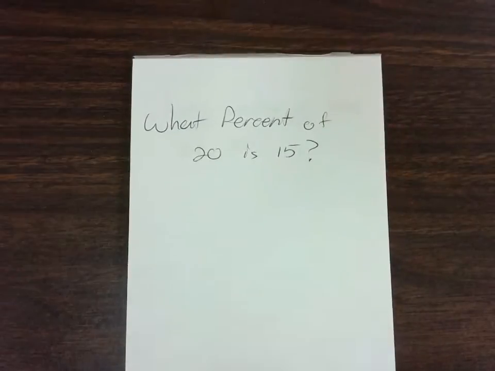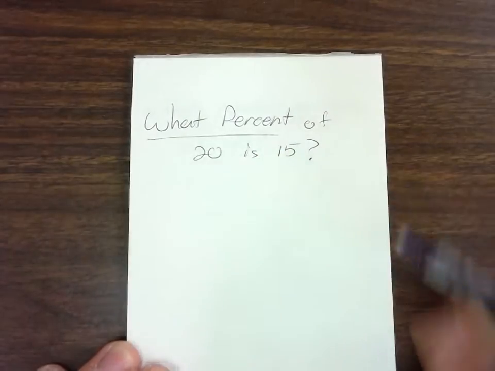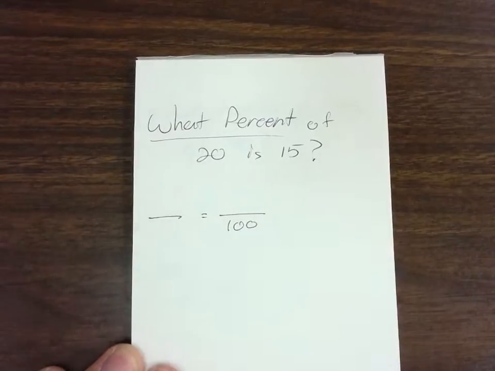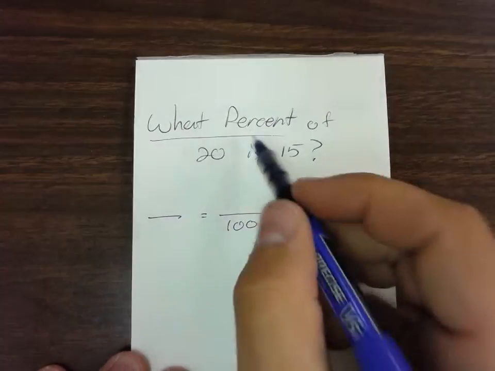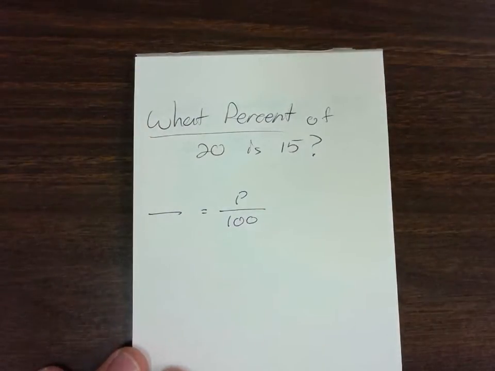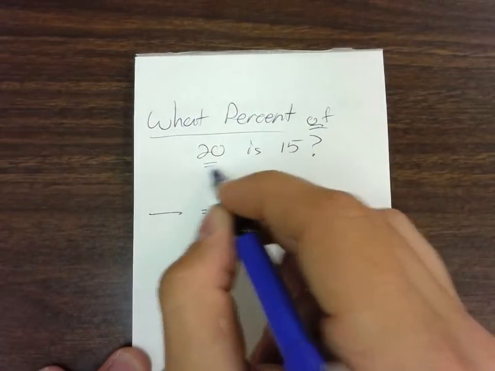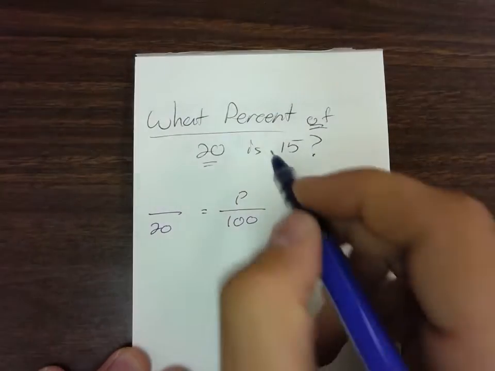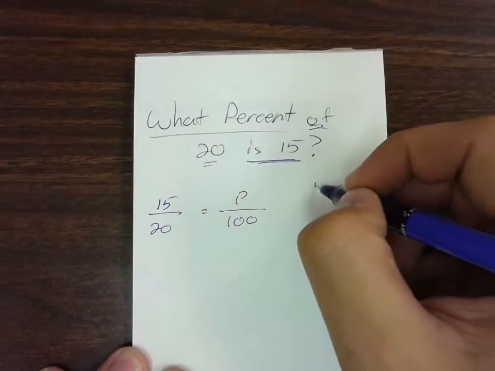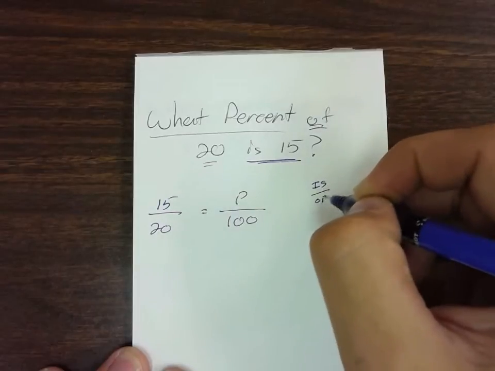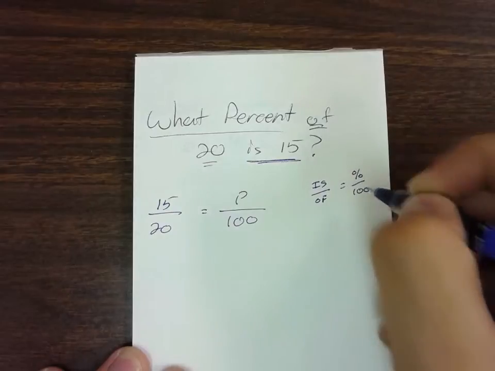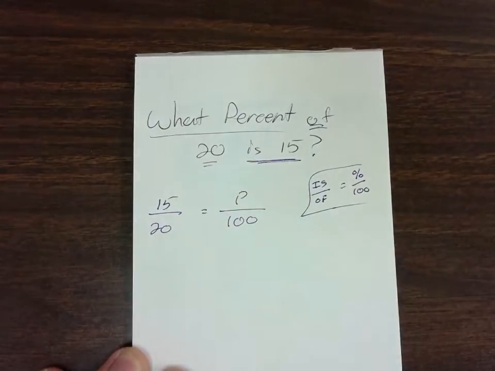Same kind of question. I'm still missing the percent, so I'm going to start it like this again. I know that that's always going to be there. What percent means I don't know my percent, so I'll make it a P. Of 20 means that's the base. Is 15 means that's the part. So remember we had is over of equals some percent over 100. There's our cheat sheet again.